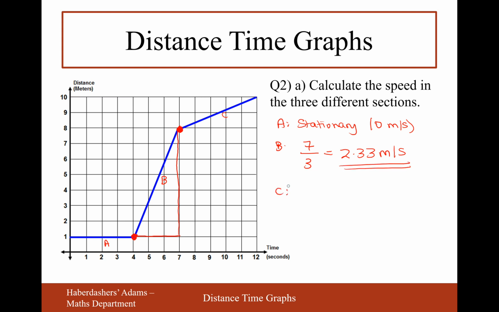And in section C, we've gone from 8 meters away to 10 meters away, so that's travelled 2 meters over that time. And how long did it take us to do that? It took us from 7 seconds to 12 seconds, so that's 5. So distance divided by time, that would be 0.4 meters per second. So effectively that's travelling 40 centimeters every second for 5 seconds.